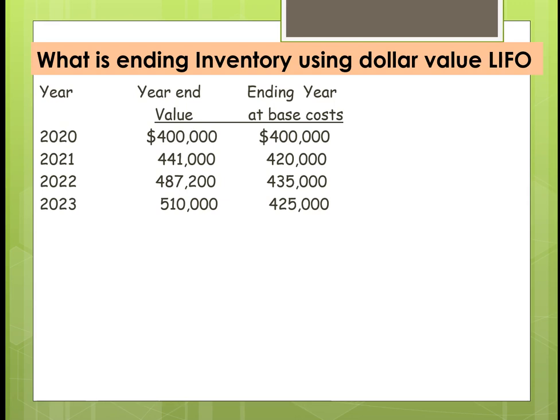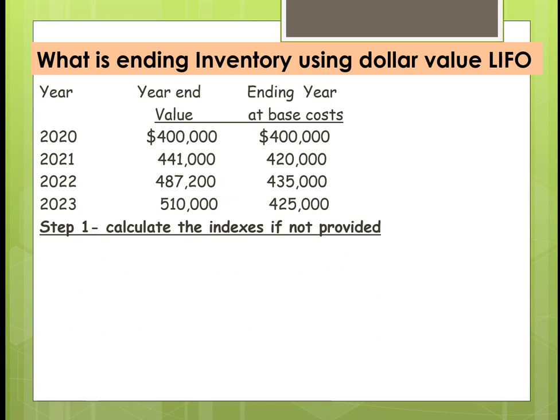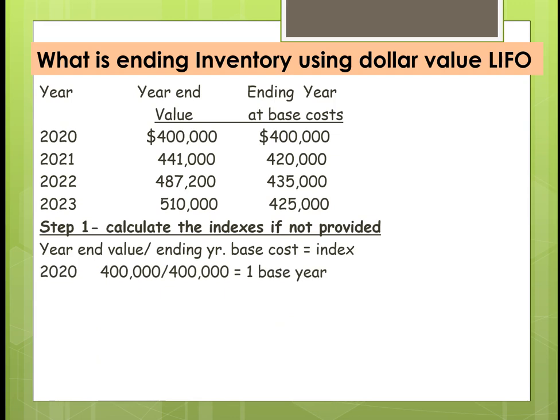Now you can have this problem two ways. One is they give you the dollar value, the other they give you the index. If they give you the dollar value, you have to convert it to the index. So year one is going to be the year-end balance divided by the ending year at base, which equals the index. So that gives you 1. That's the base year.